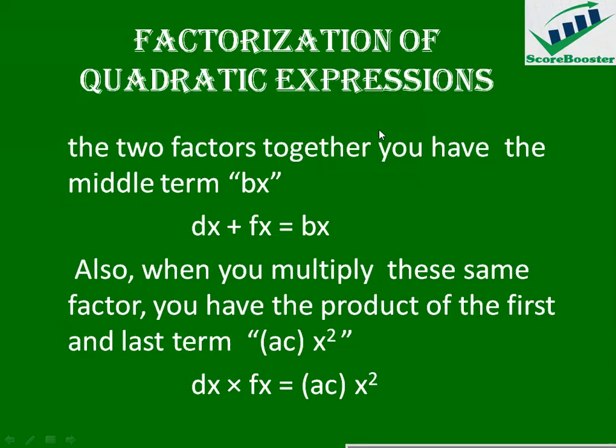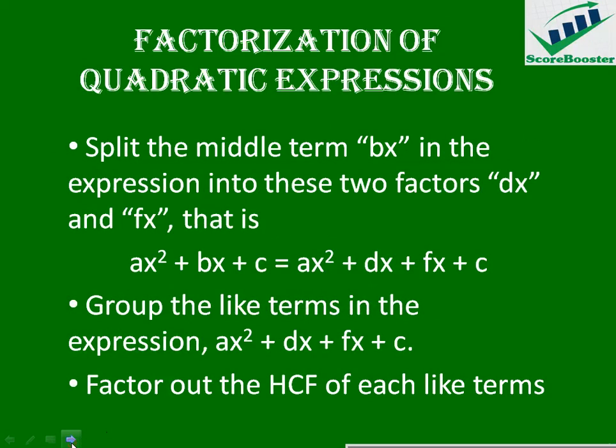If you add the two factors together, you have the middle term bx, which is the sum of the roots, and when you multiply these same factors, you have the product of the first and last term, which is the product of the roots. I represent those two factors with dx and fx here, since we are generalizing. Now you split the middle term bx in the expression into these two factors, which I represent with dx and fx.